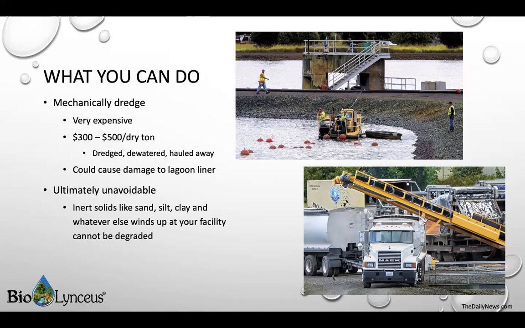Lagoon facilities that have excess sludge must figure out a way to dispose of their sludge. For many facilities, this means mechanically dredging with some periodicity, usually every couple years or so, depending on flow and holding capacity. Unfortunately, mechanically dredging is very expensive, usually somewhere between $300 and $500 per dry ton of sludge. This means the sludge must be extracted, dewatered, and then hauled away. The exorbitant costs are not the only thing that makes this option undesirable. Mechanically dredging could cause damage to lagoon liners, leading to the unwelcome interaction between raw sewage and groundwater.